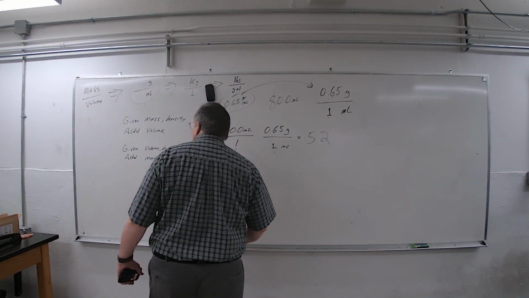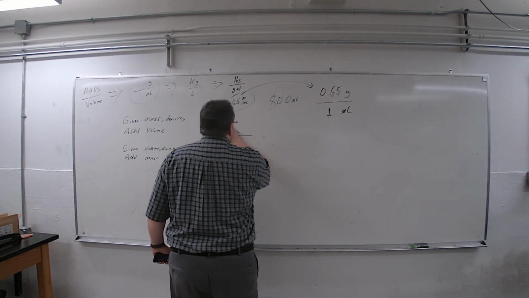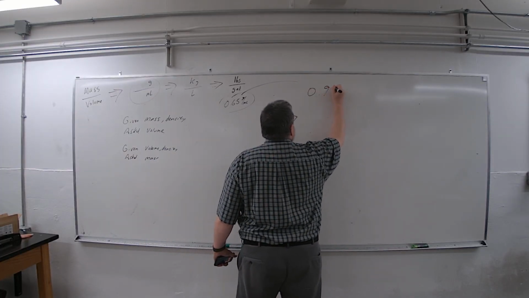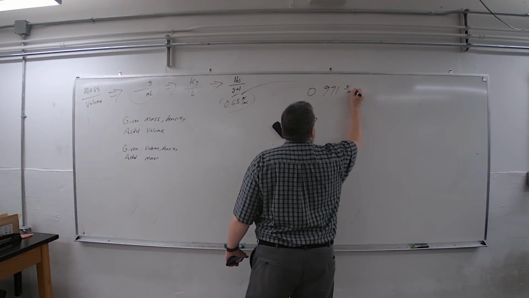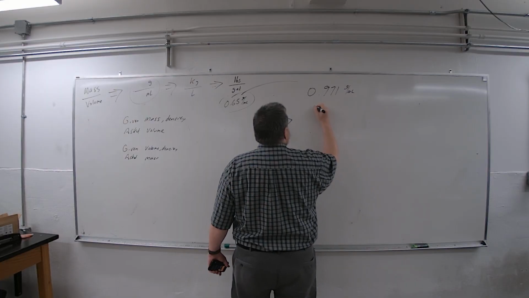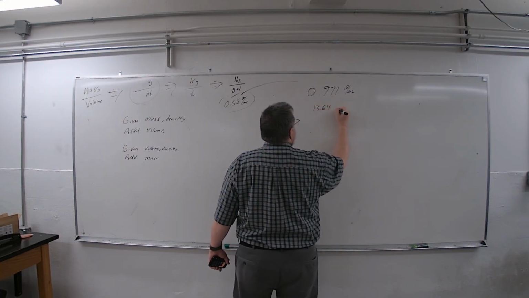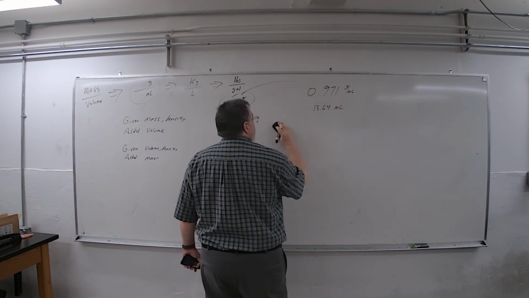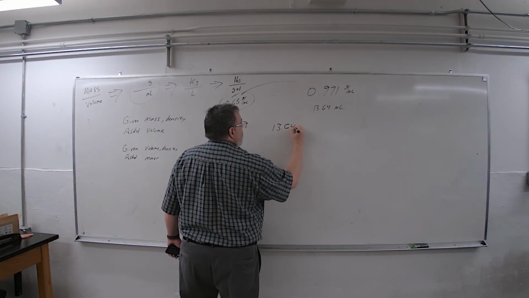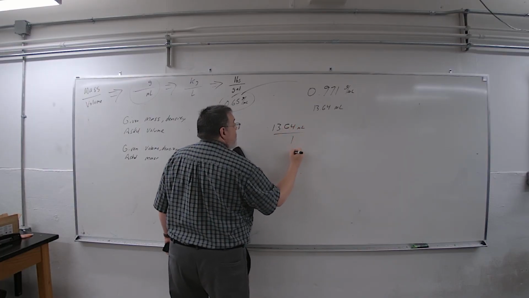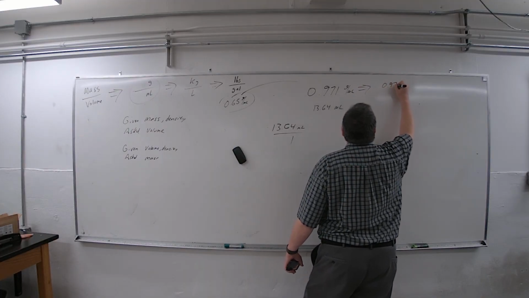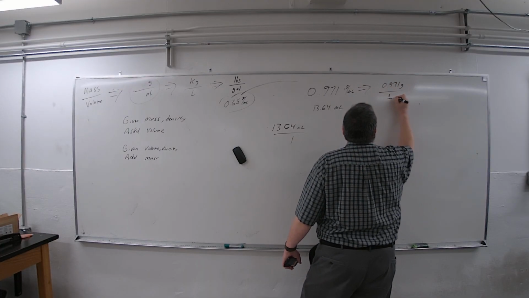Just make up one. Let's say you're given that for density, grams per milliliter, and let's say you're given that in milliliters. You're still going to start with 13.64 milliliters over 1. This turned into 0.971 grams to 1 milliliter.